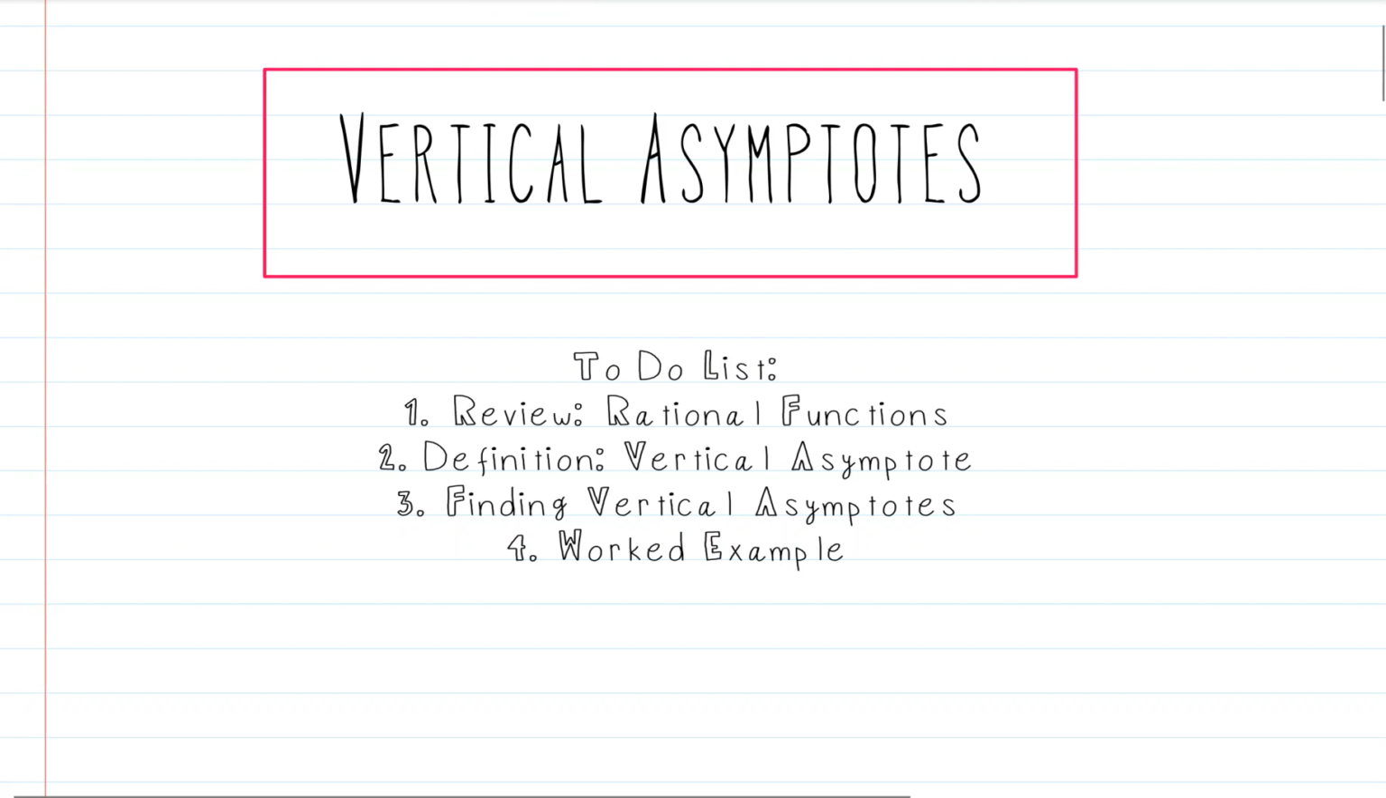Today we're talking about vertical asymptotes. What in the world are those, right? What a weird name. First off, we'll talk about a review of rational functions because we find vertical asymptotes in rational functions. Second, we'll define vertical asymptotes so you know what they are. Then we'll teach you how to find them. And then we'll give you a worked example. I'll also put the timestamps for these in the video description so that you can skip ahead if you want.